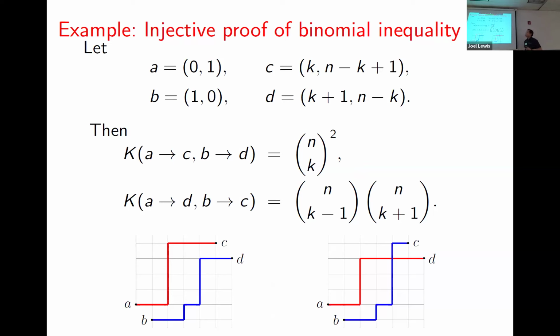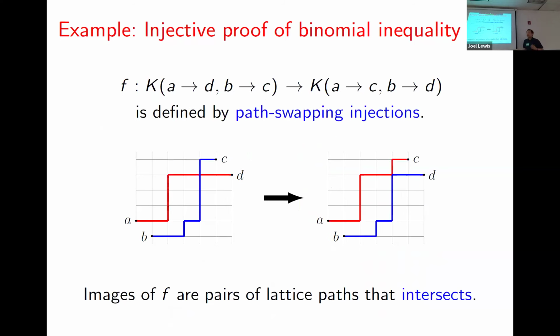Let A, B, C, D be given by these four numbers over here. Again, by direct calculation, it follows that the left-hand side of the binomial inequality turns out to be equal to K(A, C, B, D), and the right-hand side equal to K(A, D, B, C). So this gives a lattice path interpretation of the binomial inequality. Therefore, if I want to give an injective proof of the binomial inequality, what we can do is as follows. Take any lattice path from the set K(A, D, B, C). Because of the position of A, B, C, D, in two dimensions, this means that the paths must intersect at some point. Now, find the first intersection. You swap the red and blue colors. That will give you a new path in the set K(A, C, B, D).